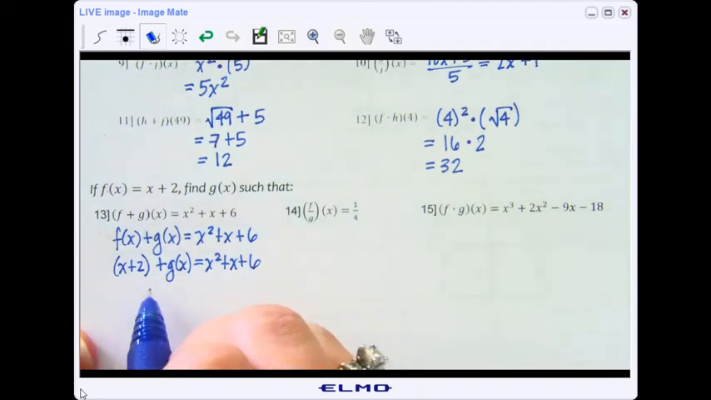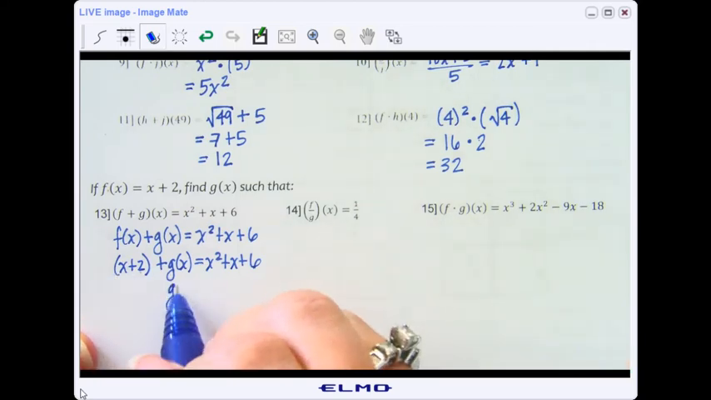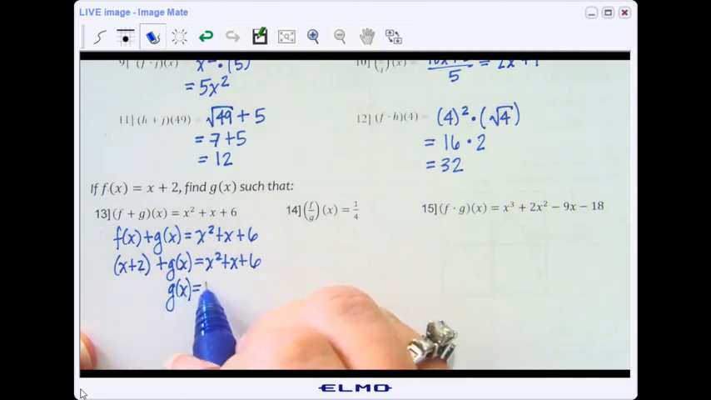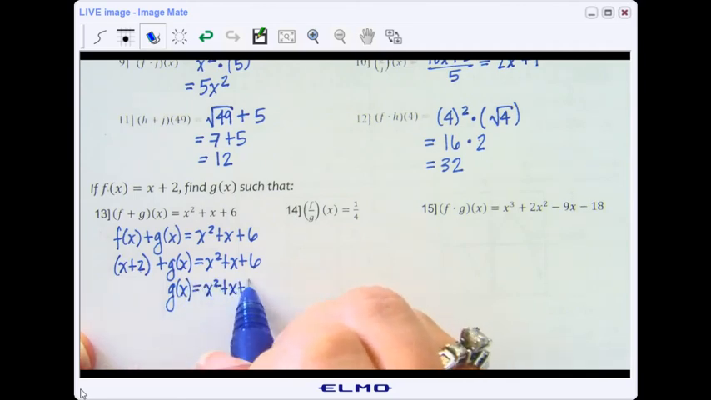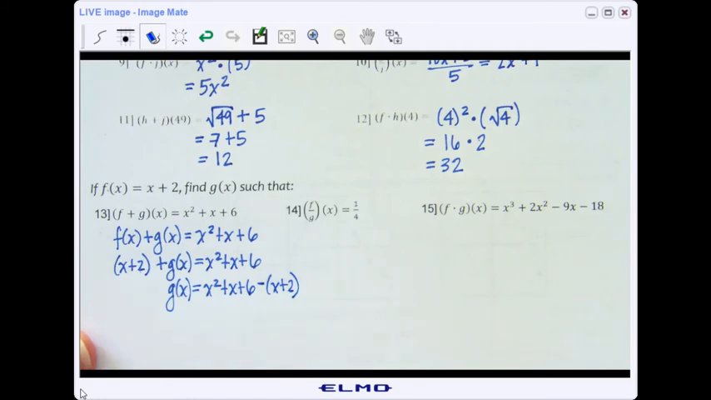So I'm going to subtract my x plus 2 because I need my g of x by itself. So that gives me g of x equals x squared plus x plus 6 minus x plus 2. When I distribute my negative, this is x squared plus x plus 6 minus x minus 2. And when I combine like terms, I find that g of x is equal to x squared plus 4, since x cancels itself out, and 6 minus 2 becomes positive 4.